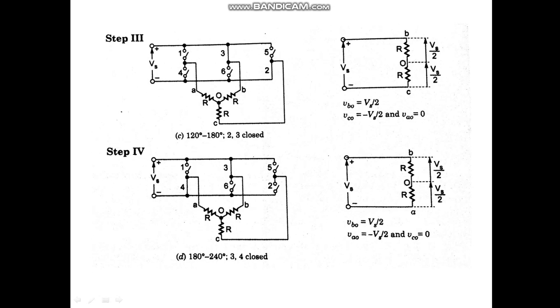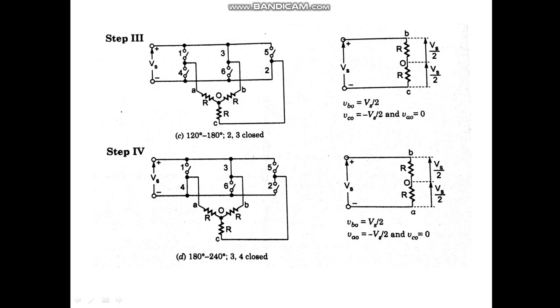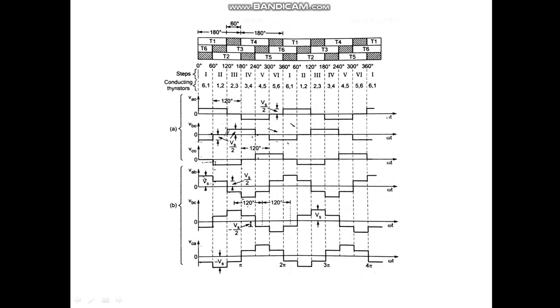In the next interval, 3 is on, so 2 and 3 are conducting. Then 3 and 4 will be conducting, each for 120 degrees. So with 3 and 2 conducting, R phase is not connected at all, Y phase is connected to positive, and B phase is connected to negative. With 3 and 4 conducting, R phase is connected to negative. So after the third interval, the voltage will reverse.